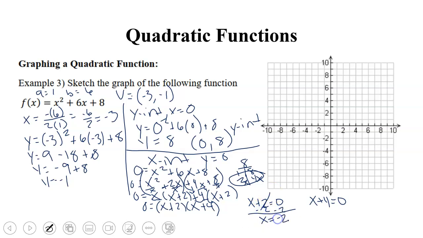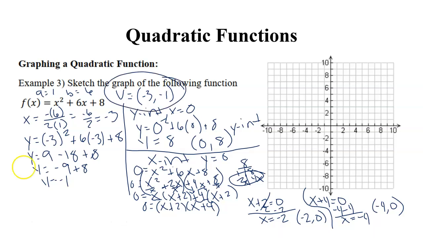So my first intercept is -2, so that's a coordinate. So it's going to be -2, 0, right? Because we are plotting points. Then subtract your 4. So my second x-intercept is -4, and put it as an ordered pair. So -4, 0. So these are your two x-intercepts.